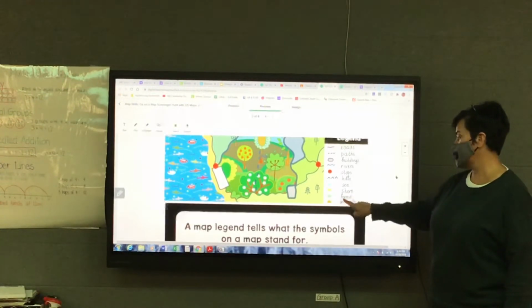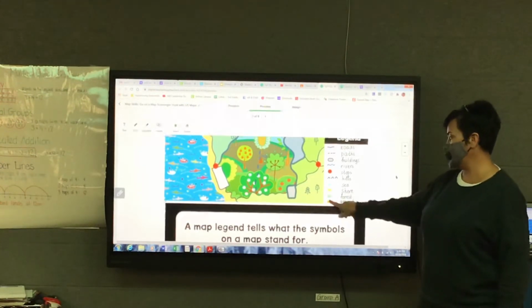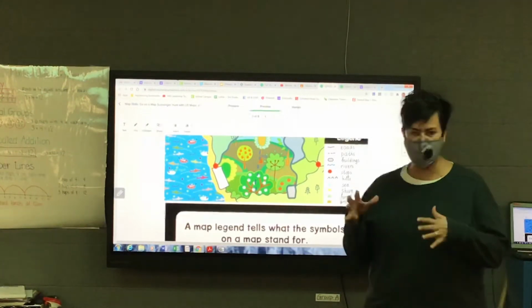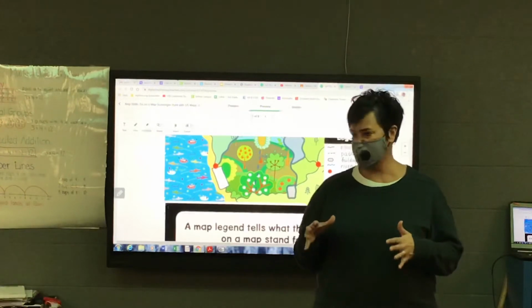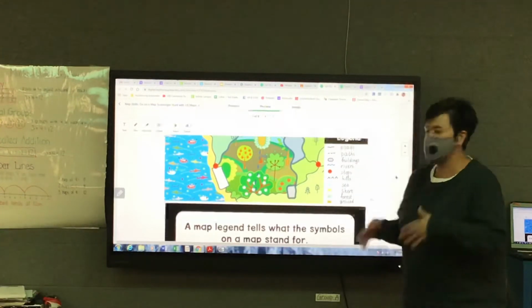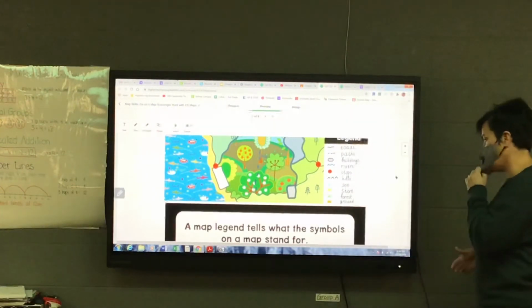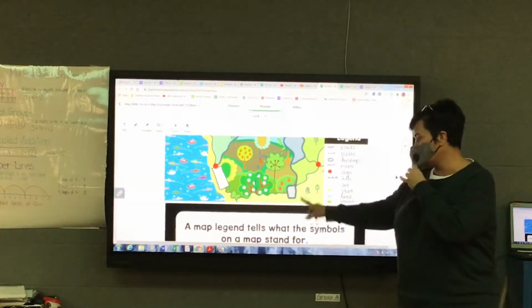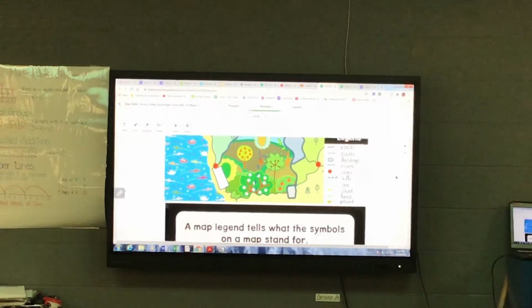How about these green parts that are this color? What are those? Forest. And then this dark yellowish, brownish color, what is that? Ground. Just ground. Okay, so this map legend tells what the symbols on a map stand for.